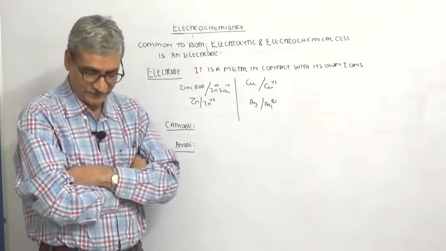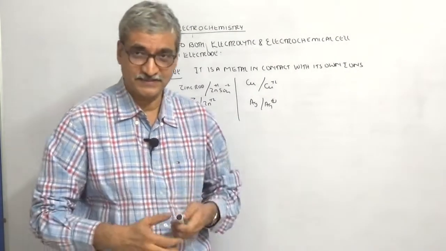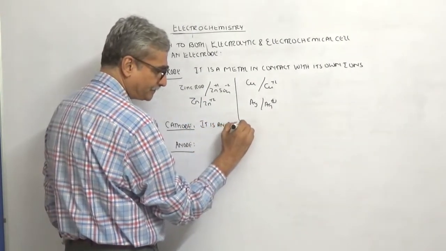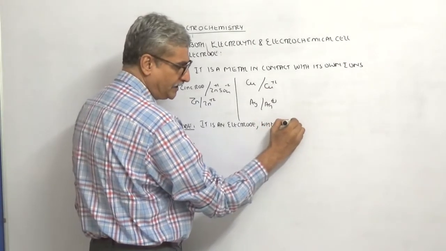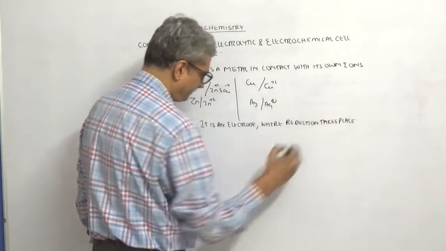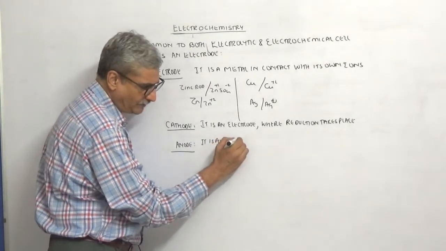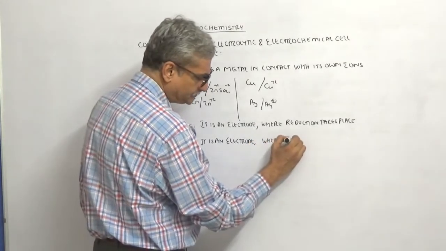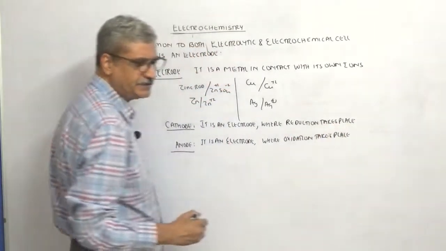When you talk of cathode and anode, we talk in terms of the reaction that is taking place. Is it clear? Cathode is an electrode where reduction takes place, whereas anode is an electrode where oxidation takes place. Is that clear?